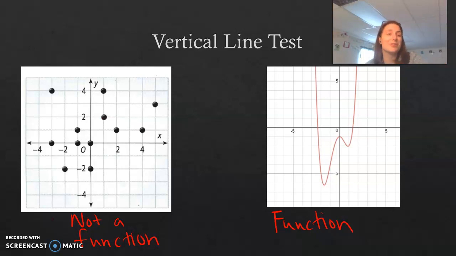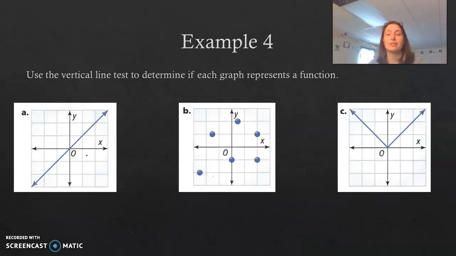So then let's go to our examples on the vertical line test. I am going to attempt to draw on this one. As you move your pencil through these graphs, what we notice in this first one is that at no point does my vertical line cross that blue graph more than once. So this is a function.